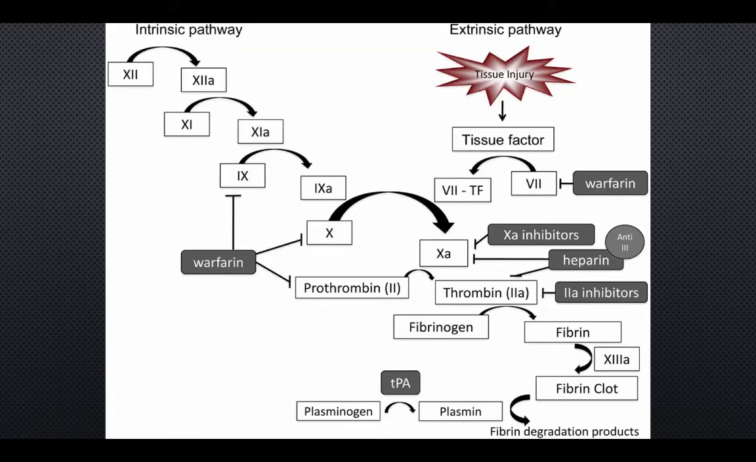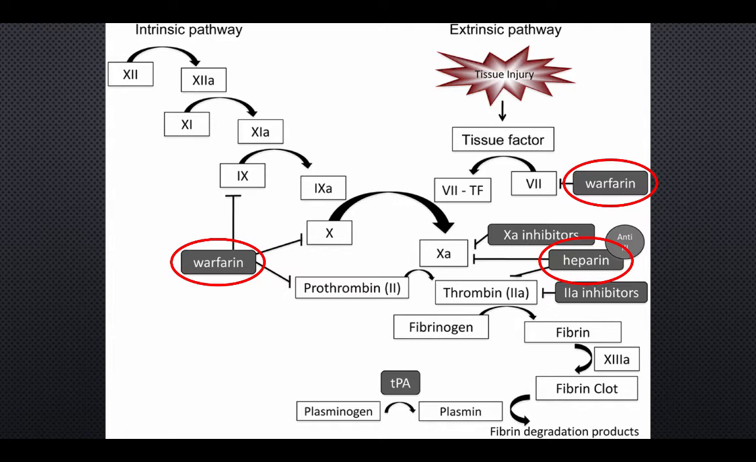No discussion of anticoagulants would be complete without the coagulation cascade. Although not important to memorize, it is significant to know where each anticoagulant acts. Warfarin, the most common anticoagulant, inhibits the vitamin K-dependent synthesis of clotting factors 2, 7, 9, and 10, as well as the regulatory factors protein C, protein S, and protein Z.